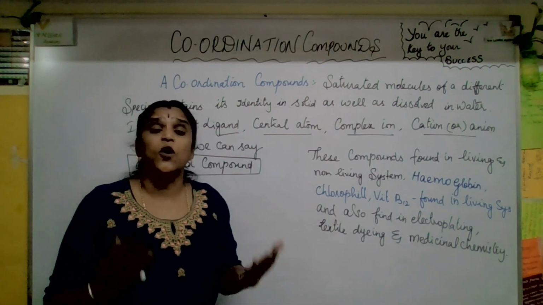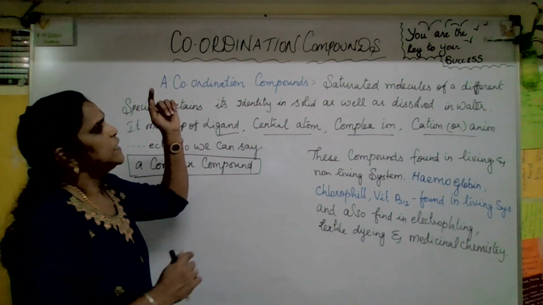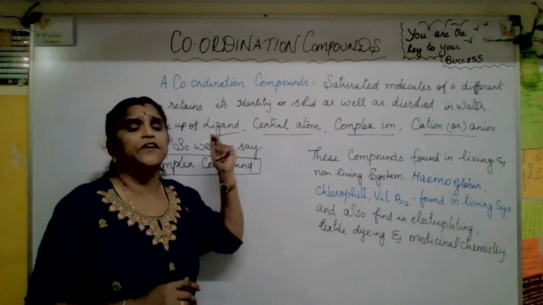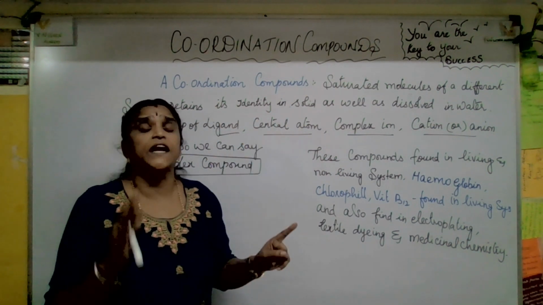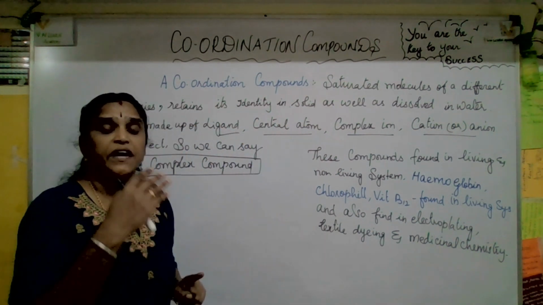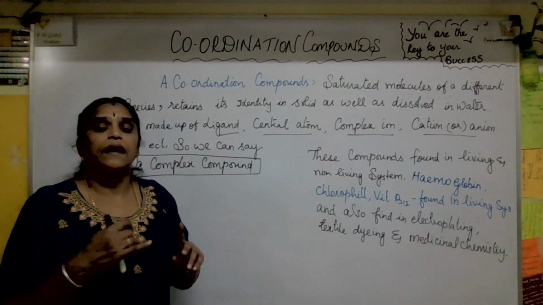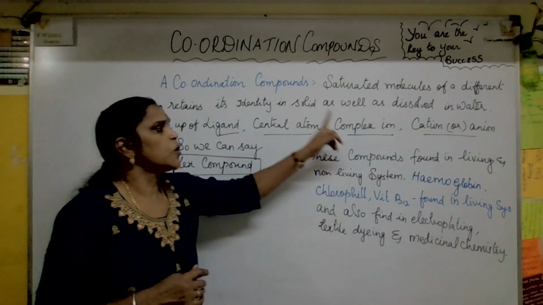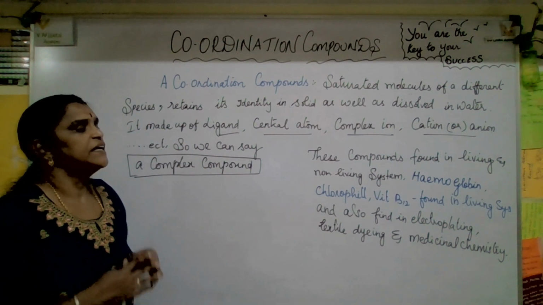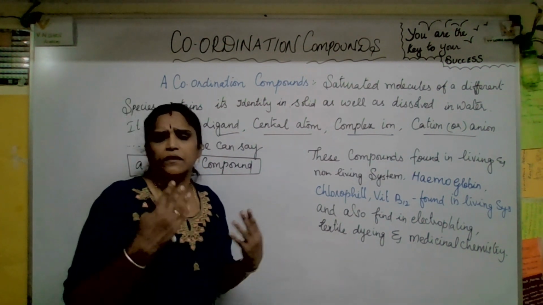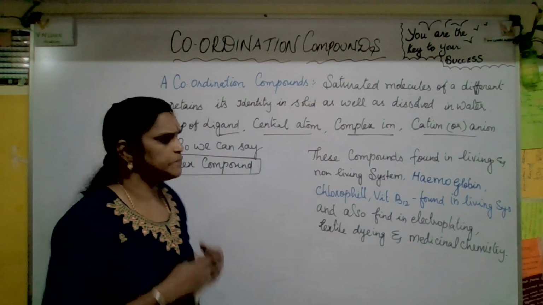Coordination compound is a complex compound. Generally we say coordination compound is a complex compound. Saturated molecules in a different species retain their identity in solid as well as liquid state, that means dissolved in water, and it is made up of ligand, central atom, complex ion, cation, anion complexes, and so on. Now, where do we identify the coordination compound? In living systems as well as non-living systems.